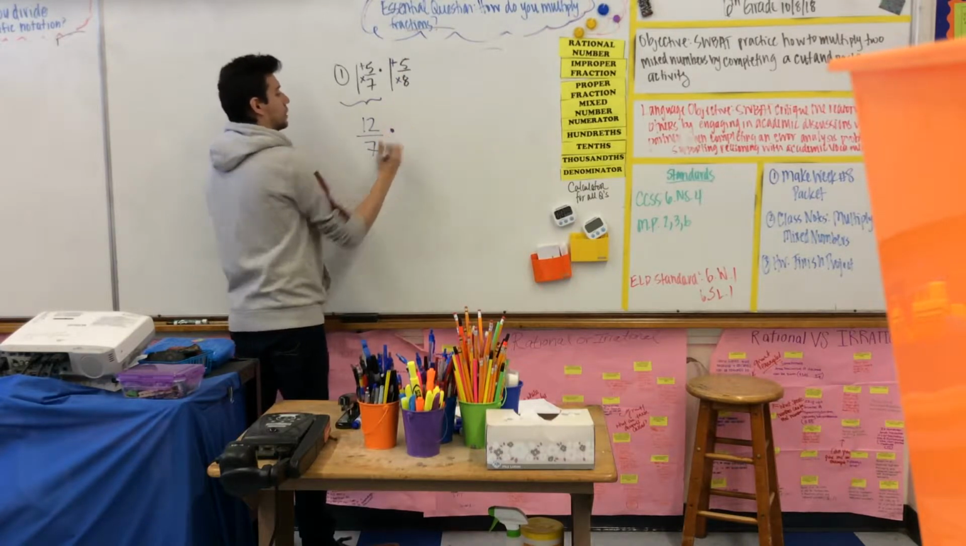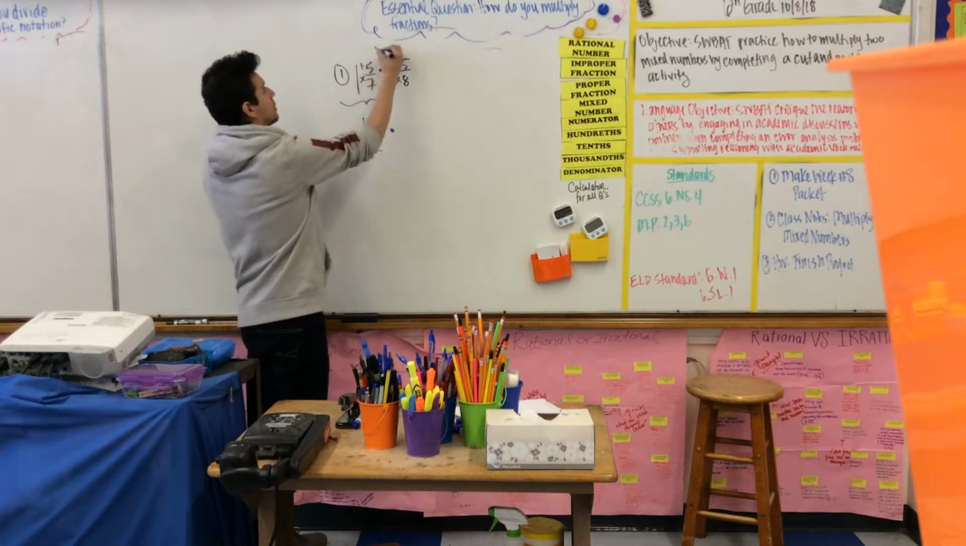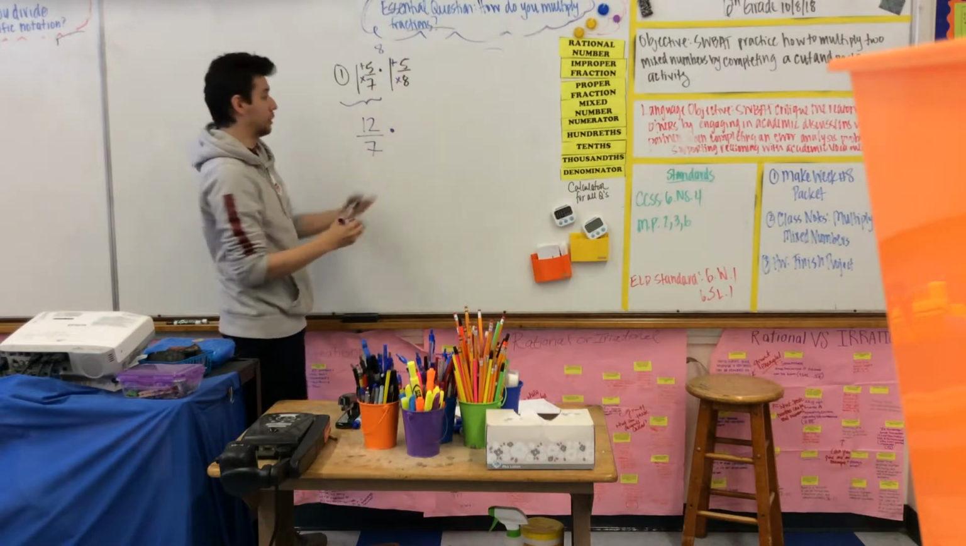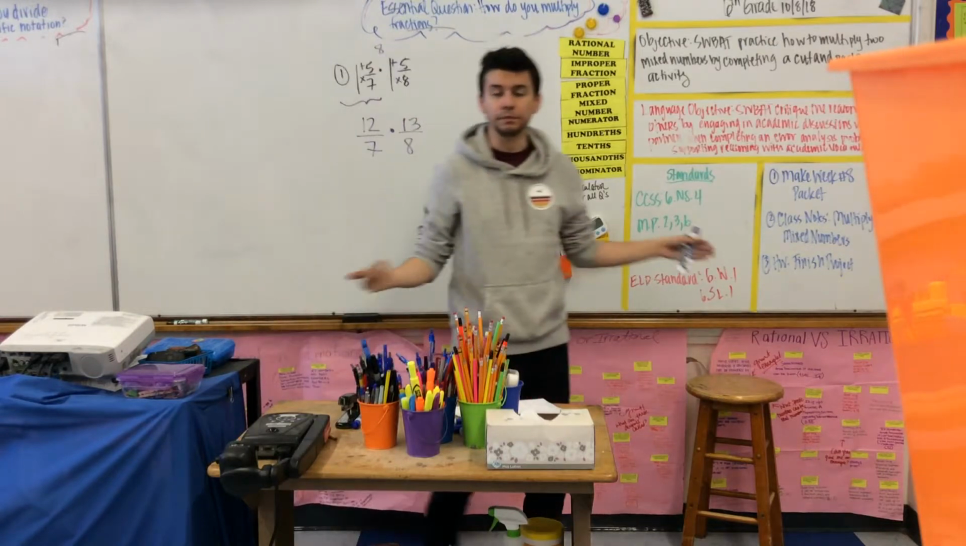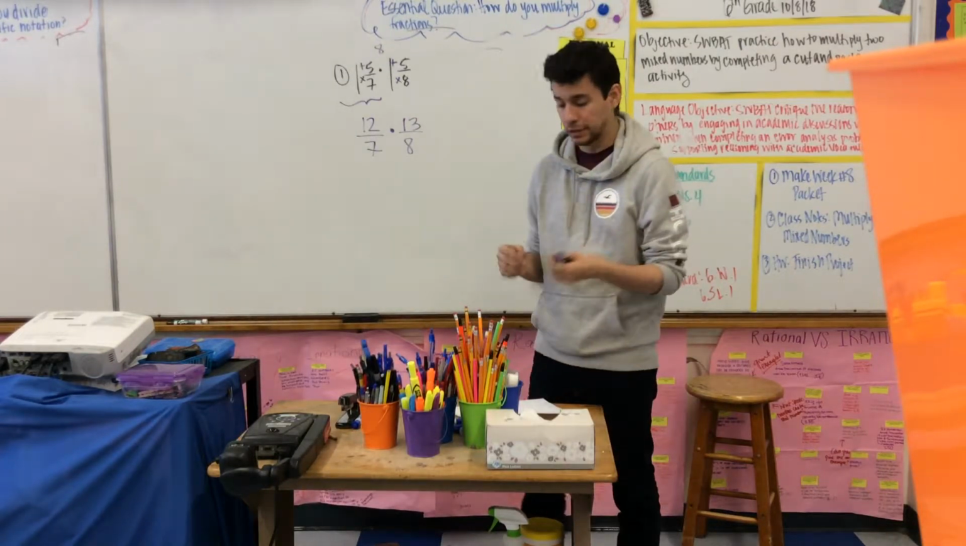Mr. Hernandez, what are you doing? 8 times 1 is 8, plus 5, 13. 13 over 8. And boom. Now you know how to solve this.